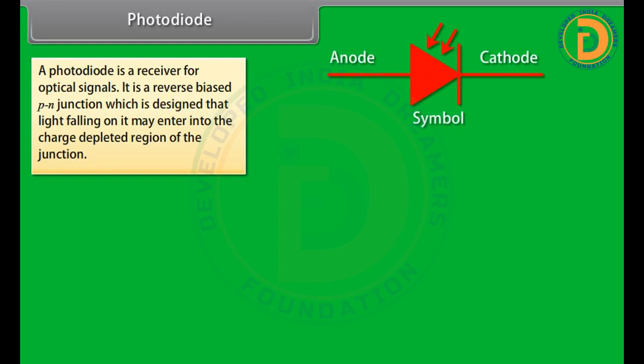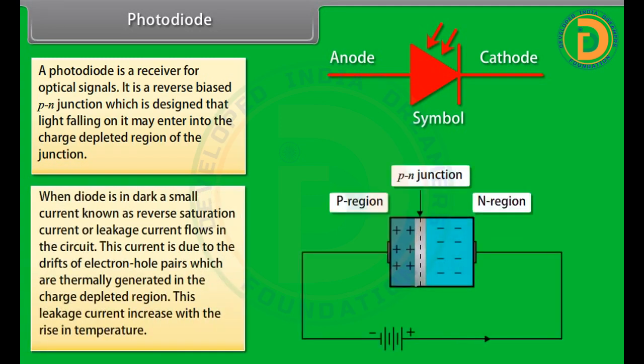Photodiode. A photodiode is a receiver for optical signals. It is a reverse-biased p-n junction designed so that light falling on it may enter the charge-depleted region of the junction. When the diode is in the dark, a small current known as reverse saturation current or leakage current flows in the circuit. This current is due to the drift of electron-hole pairs which are thermally generated in the charge-depleted region. This leakage current increases with the rise in temperature.